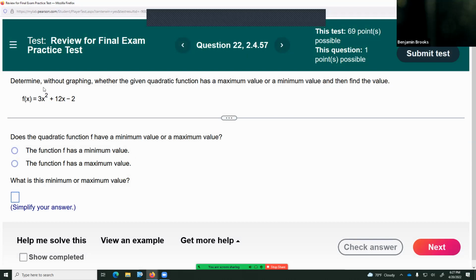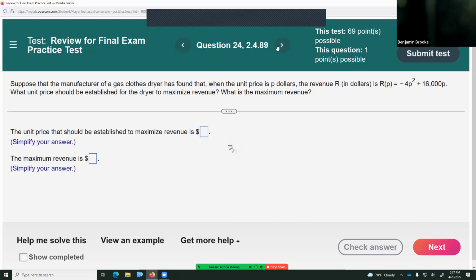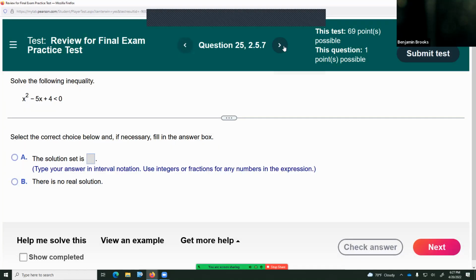In this particular situation, since it's opening up, you should have a minimum value. In this case, it would be a maximum value because this is opening down. So I have a maximum value. This is a practice problem.